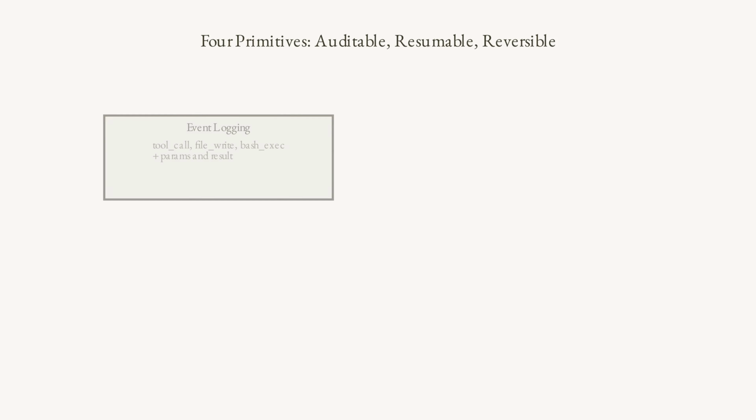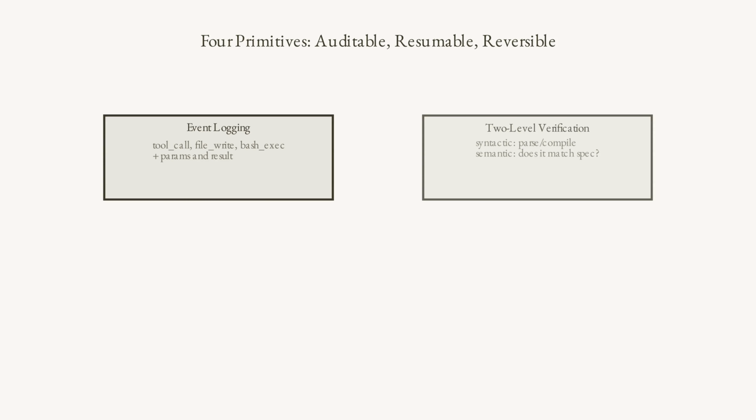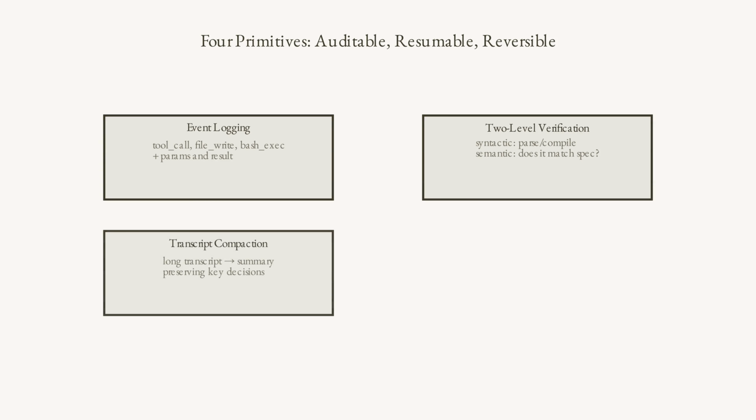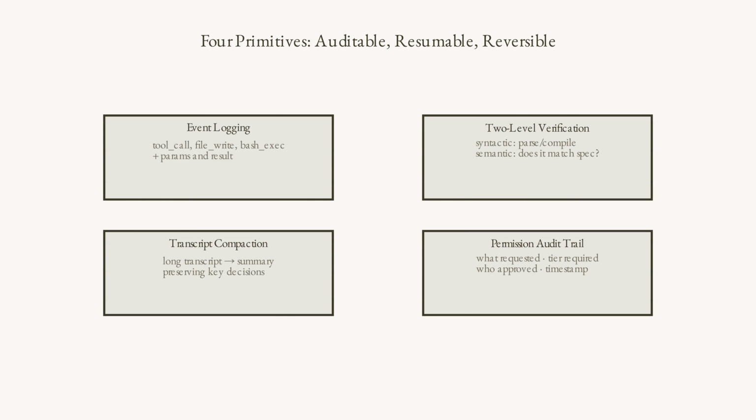The quality layer, event logging records every action Claude Code takes: tool call, file read, file write, bash execution with timestamp, parameters, and result. This is the audit trail. 2-level verification. Claude Code verifies its own outputs at 2 levels. Syntactic correctness: does the code parse? And semantic correctness: does the code do what was specified? Transcript compaction maintains a summarized history that fits within the token budget. Permission audit trail is separate from event logging. It records every permission check, what was requested, what was granted, and who approved it. Together, these 4 primitives make Claude Code's actions auditable and reversible.